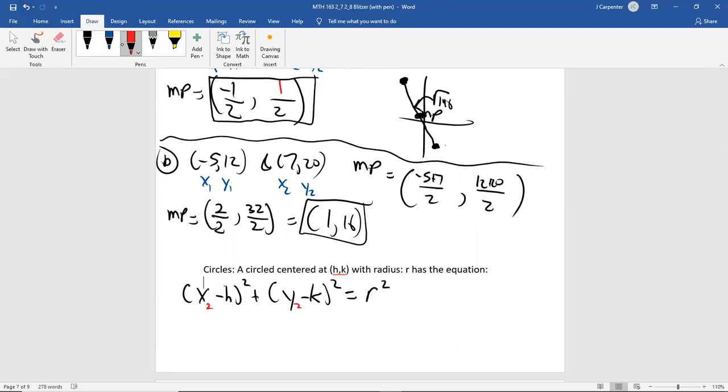This h is like your x1, the k is like your y1, and the r is like your d. If you just take the square root of both sides, boom, you have the distance equation. So me, I don't memorize both. I memorize one and then do that little logic and reasoning to get the other.